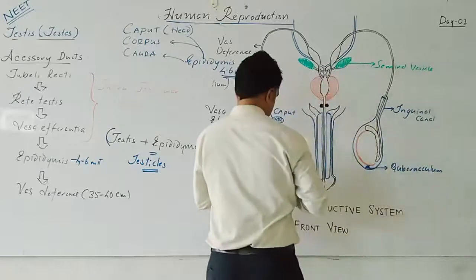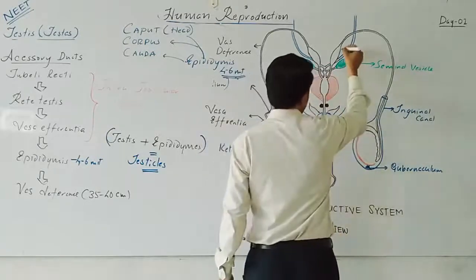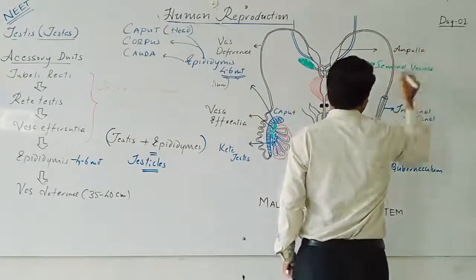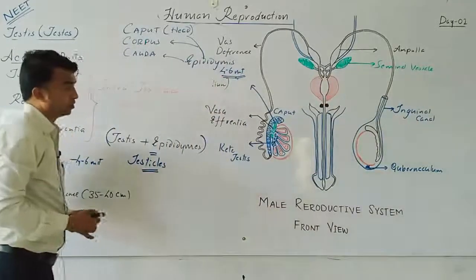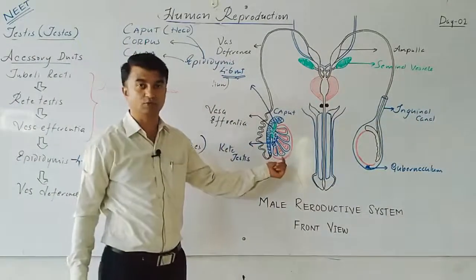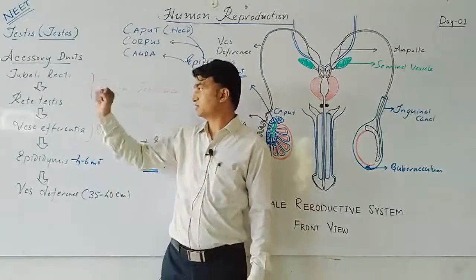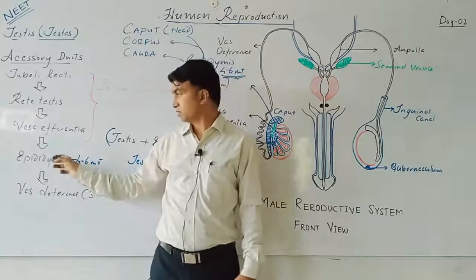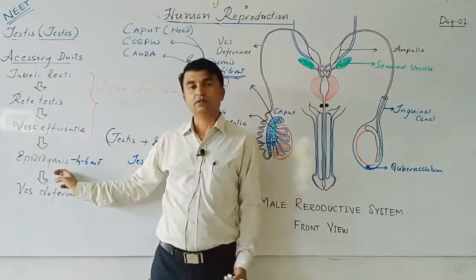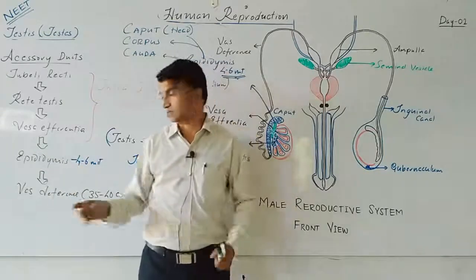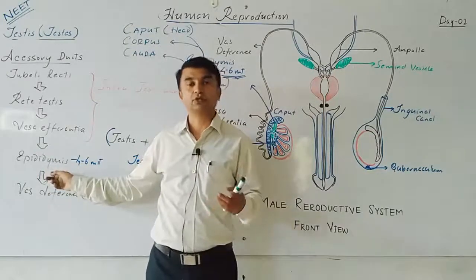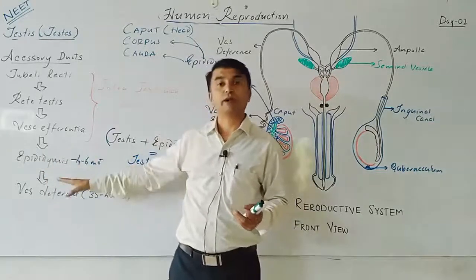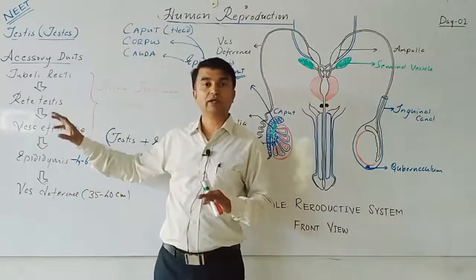Just before joining the duct of the seminal vesicle, the vas deferens dilates, and it is called the ampulla. Ultimately, whatever spermatozoa are produced inside the seminiferous tubule are stored in the rete testis, vasa efferentia, and epididymis. The vasa efferentia is the conducting part. Inside the epididymis, there are pseudostratified epithelial layers, and some principal cells produce a glycoprotein. This glycoprotein provides nourishment for the developing spermatozoa. Still, the spermatozoa are inactive.